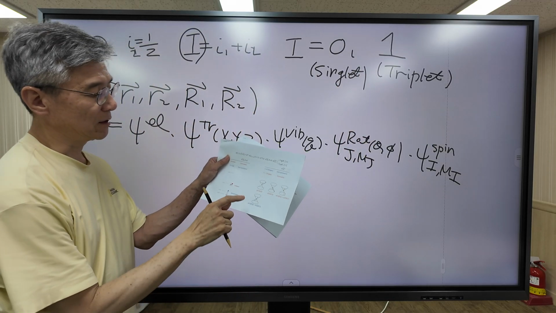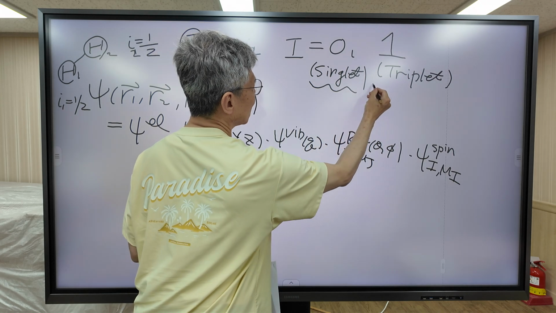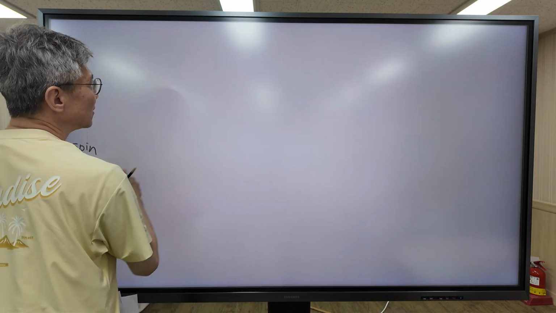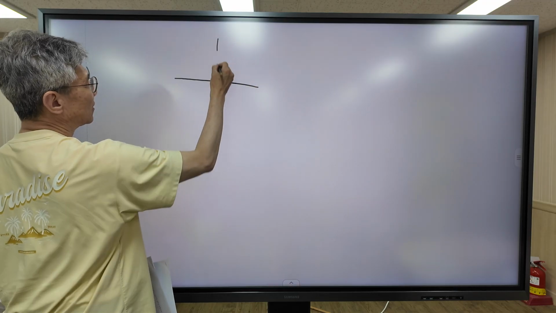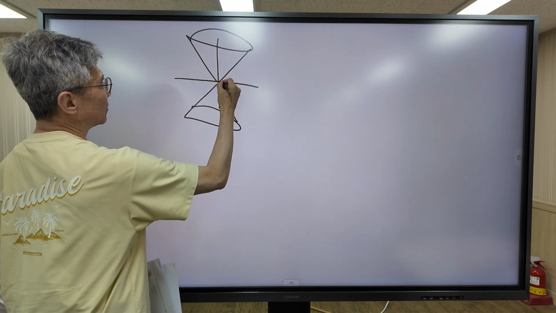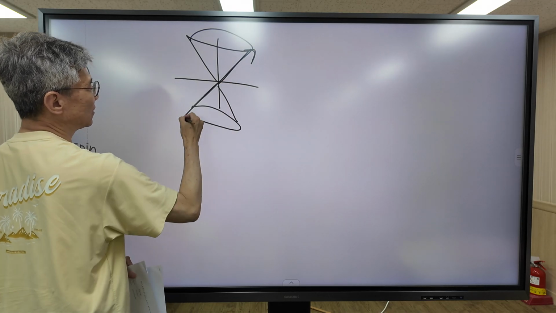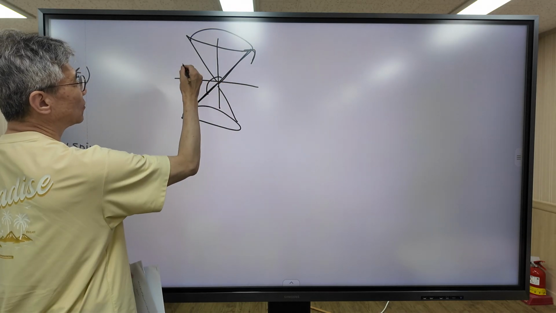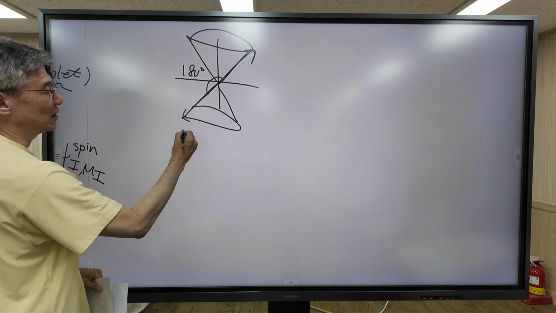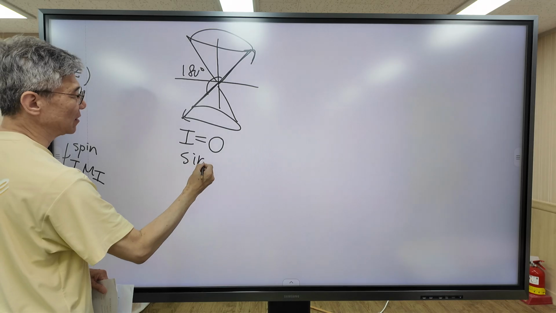So as I have seen in the diagram, when I visualize the singlet state and triplet state, it looks like this. The singlet state looks like this. Spin 1 is in this direction, spin 2 is in this direction. The angle between the two spins is 180 degrees. This state has quantum number I equal 0. This state is called singlet.